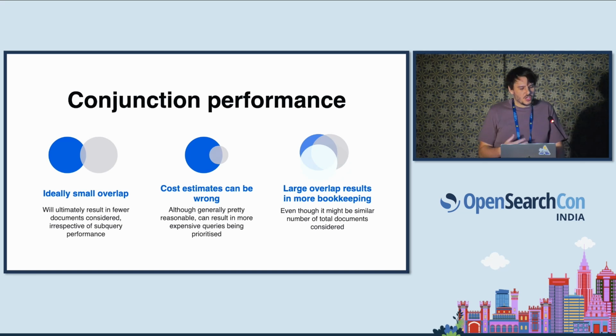So in terms of conjunction performance, ideally you want to make sure you have a small overlap between the two. Even if the subqueries themselves return a large set of documents, if there is a really slim overlap, you should still get a reasonable set of results back, because it will be able to eliminate major portions of the index. The cost estimate is just an estimate, and so it can be wrong sometimes. So sometimes you're thinking that one part of your query is going to be preferred and should be the most efficient part, and it actually ends up that it isn't being used.